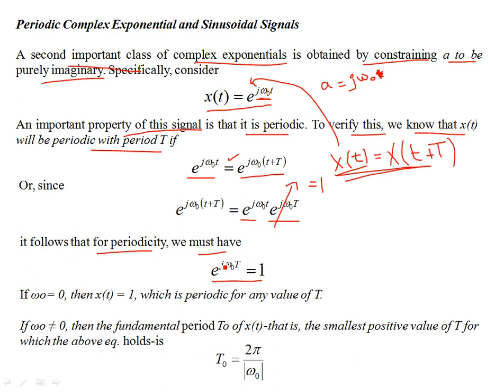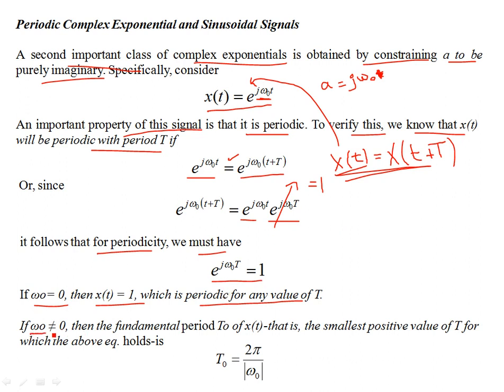And the condition for that is on omega naught, a quantity which shows the frequency of oscillations. If omega naught is equal to 0, then this is a trivial solution to the above equation, which shows that basically you are dealing with a constant. Then x(t) is equal to 1, which is periodic for any value of T. So regardless of the value of T, this quantity is 1.